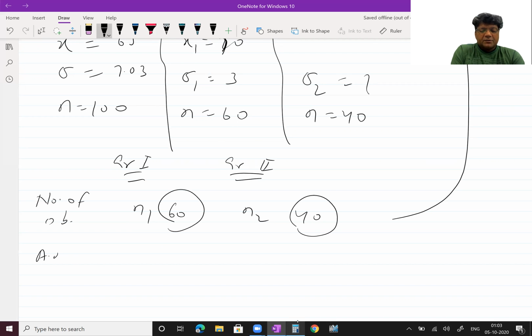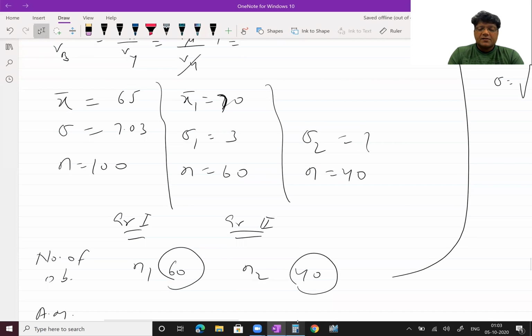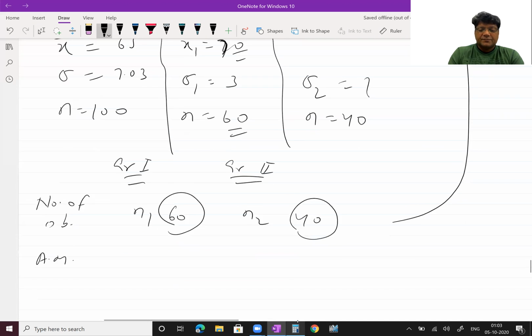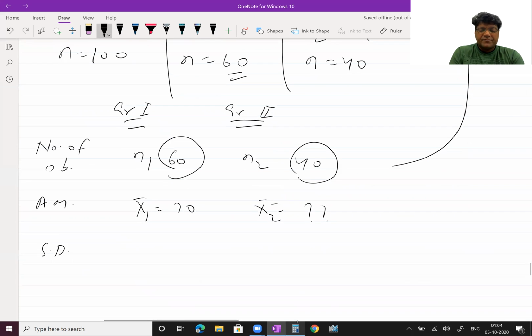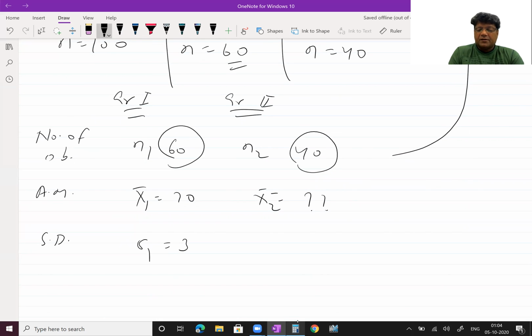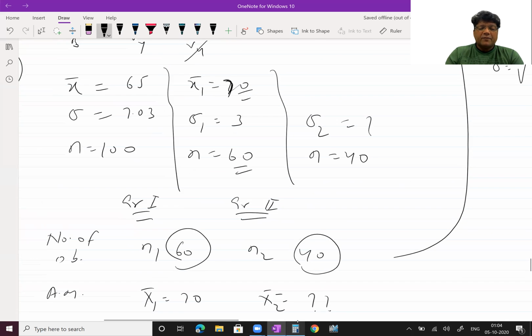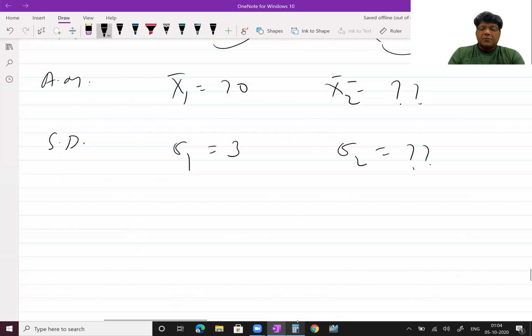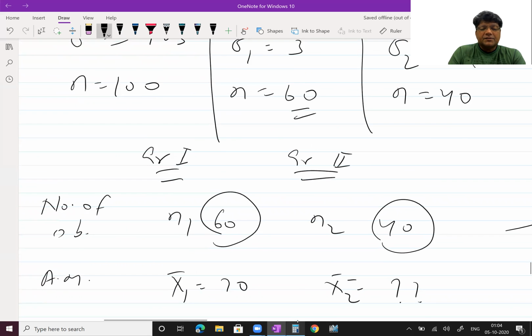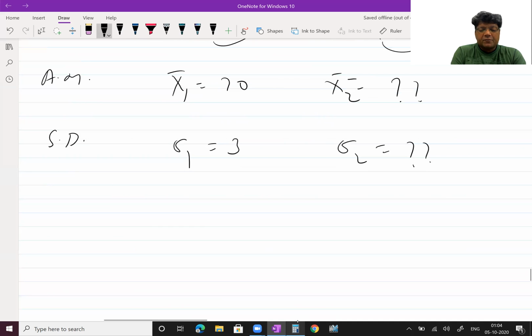Now, their arithmetic mean: for the 60 observations, the mean is given as 70, X1 bar is 70. X2 bar is not given. The standard deviation of the 60 observations is given as 3. That is the value of sigma 1. Sigma 2 is not given. The combined group sigma and the combined mean are given. What is the combined mean formula?